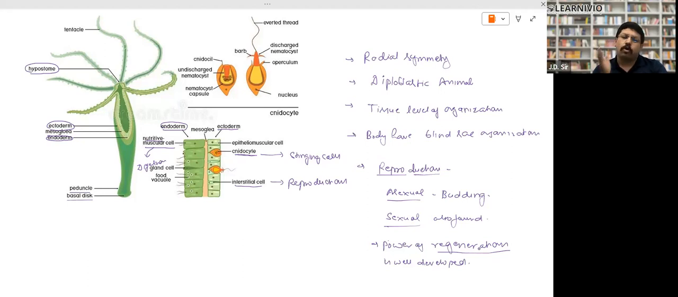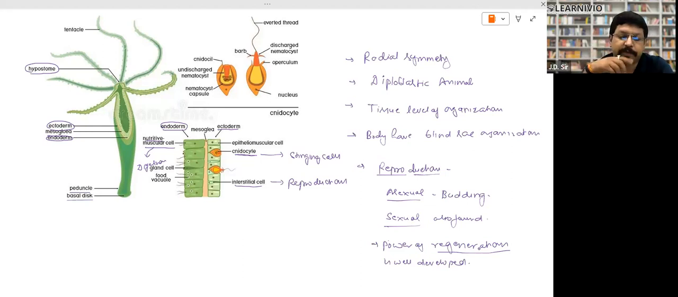Basically, that is out of your syllabus, but let me tell you. Actually, there is polymorphism, right? Polymorphism is found in this hydra. What happens from this hydra? Some small jellyfish-like organisms come out. They are called medusa, right? So medusae are jellyfishes. They are a part of the hydra, the other form of the hydra, right? From these hydra, medusae come out.